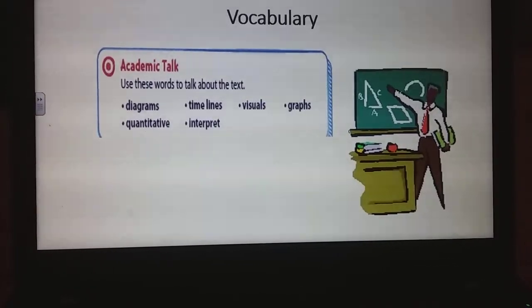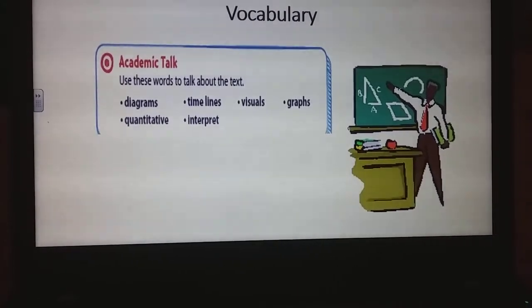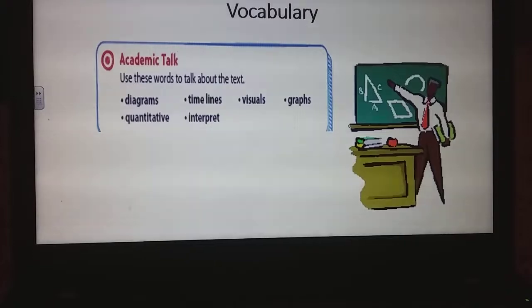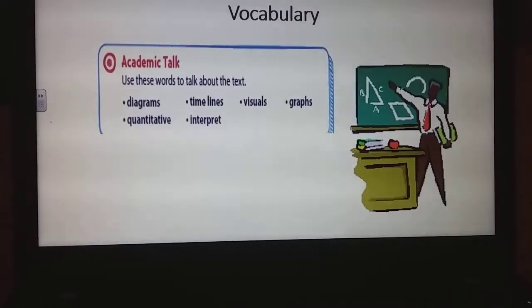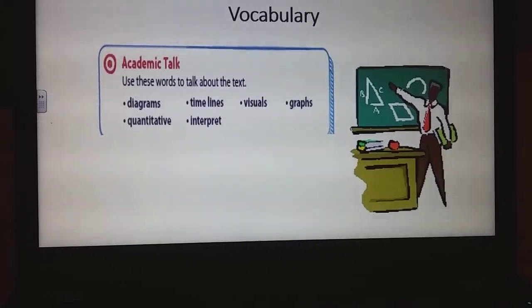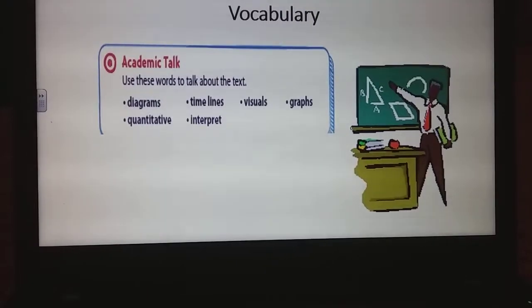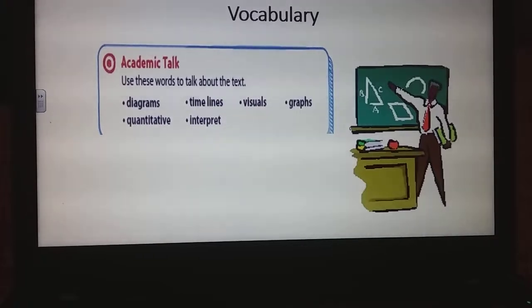Now, these are just a few vocabulary words that we're going to come in contact with. And as we come in contact with these words, we'll talk about them and I'll explain them as we go along. So the first word, we have diagrams. The next word is quantitative, timelines, interpret, visuals, and graphs.